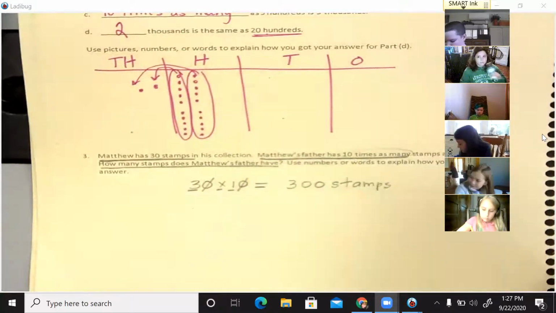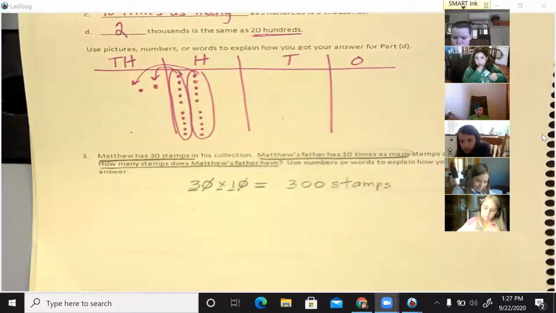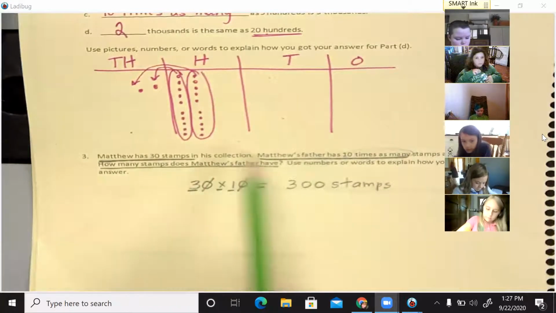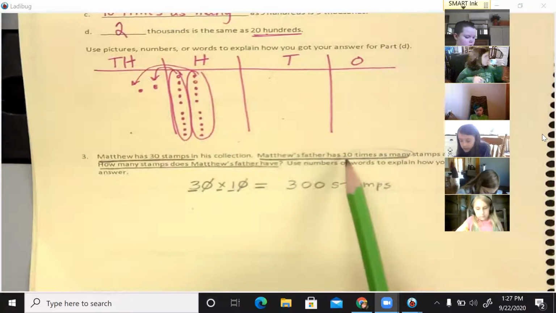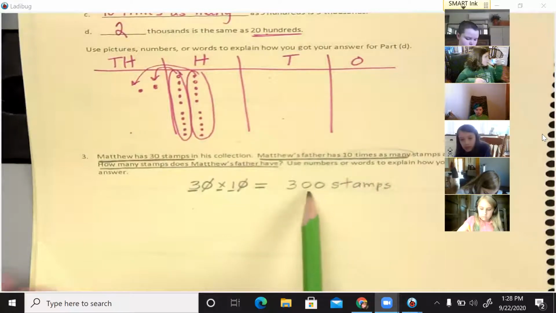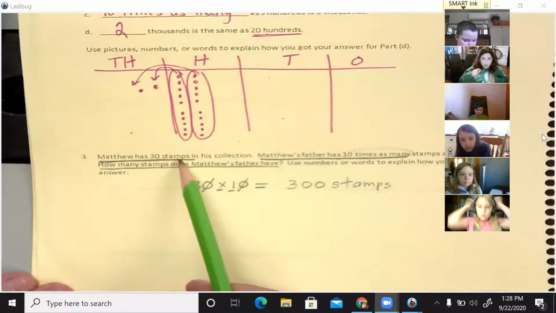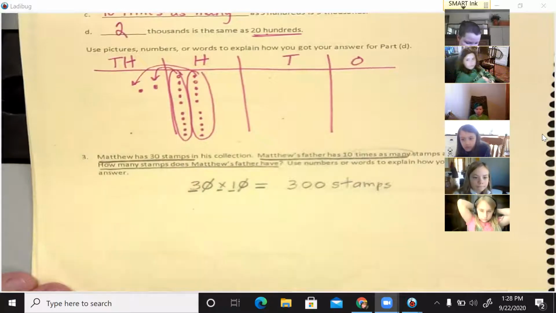300 stamps. Then you always want to go back and make sure it makes sense. So I would look and I would see, okay, Matthew has 30. If his father has 10 times as many, that means his father should have more. So I ask myself, is 300 stamps more than 30? Yes. So I'm going to check that to make sure I'm confident in my answer.